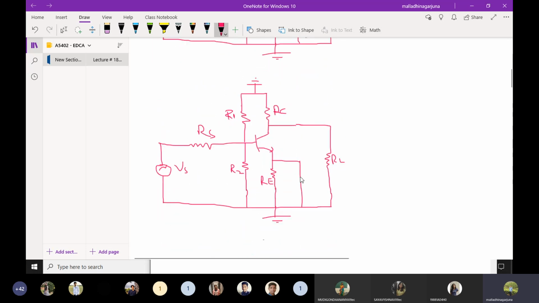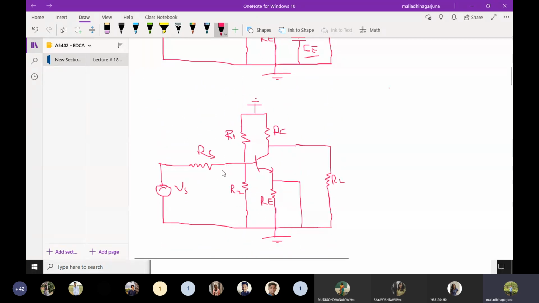And in step 2 here, see, there is no capacitor here, it is replaced with a short circuit. Here also there is no capacitor, replaced with a short circuit. Here also there is no capacitor, replaced with a short circuit. This is step 2. Okay, this is step 2. Is it clear?